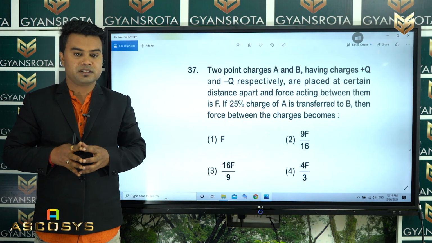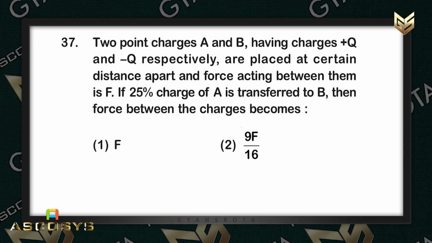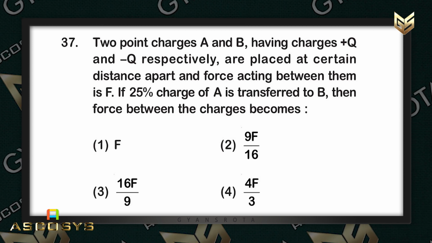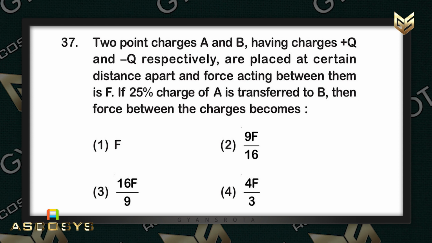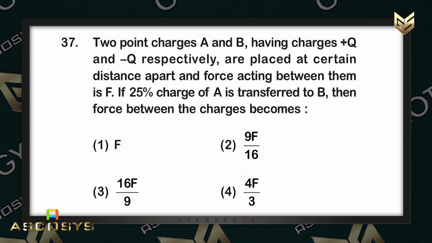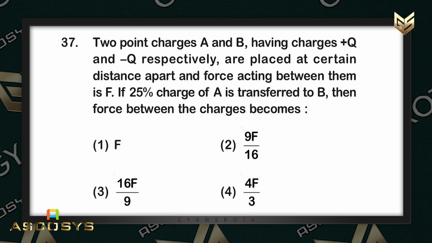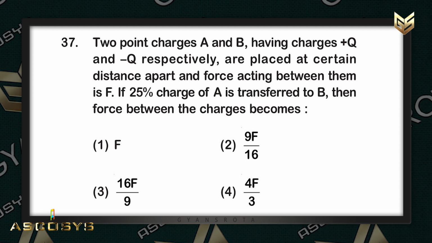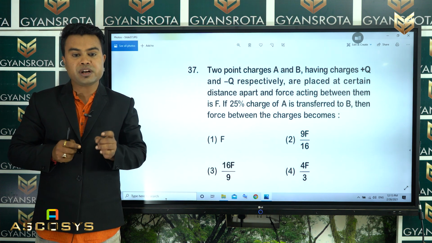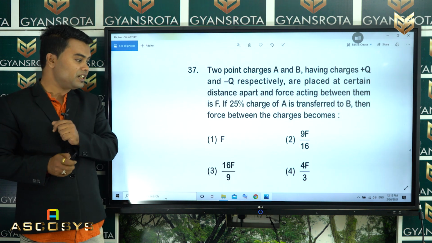Question number 37. It says two point charges A and B, having charges plus q and minus q respectively, are placed at a certain distance apart and the force acting between them is capital F. If 25% of the charge of A is transferred to B, then the force between the charges becomes? Now you have to calculate the force between the charges when 25% of the charge is transferred from charge A to charge B.